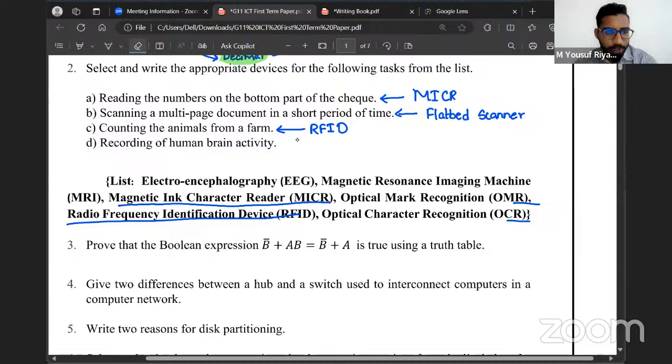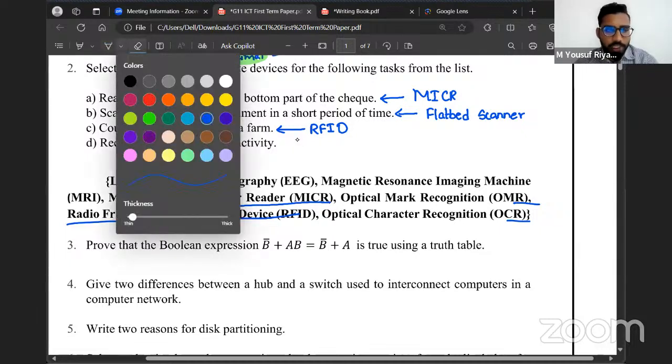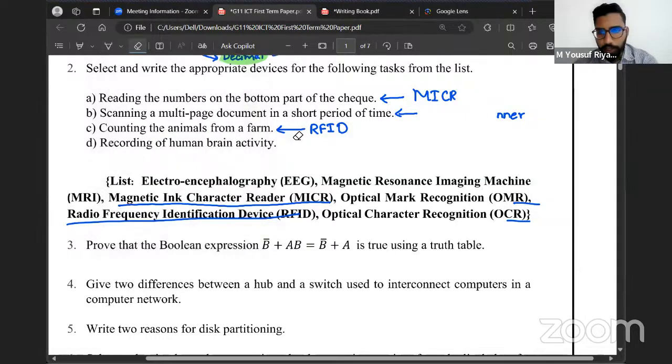Actually, it should be flatbed scanner. They haven't given flatbed scanner. So because they haven't given flatbed scanner, I will tell the next suitable based on the given options. The most suitable one should be OCR.